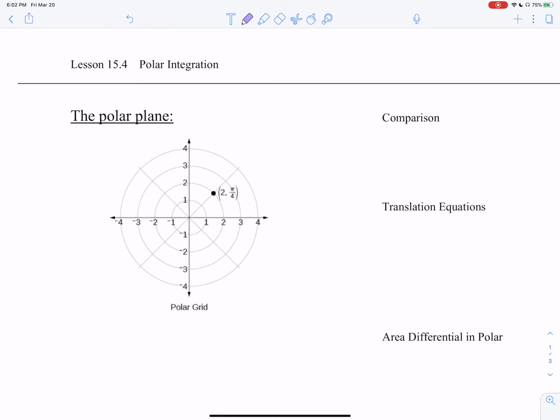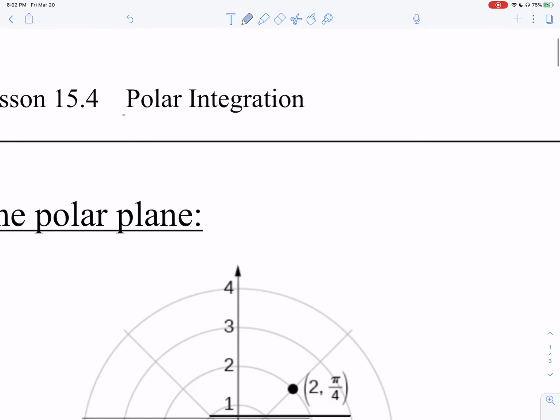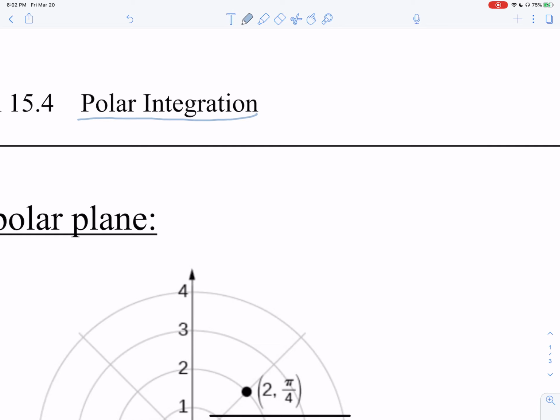Chapter 15.4, we're diving into polar integration. So grab your jackets because we're talking about polar. You may have recognized this before. It is a topic that's covered in Calculus 1 and 2, or if you took Calculus BC in high school, you do learn a little bit about the polar coordinate system. And so that's all it is.